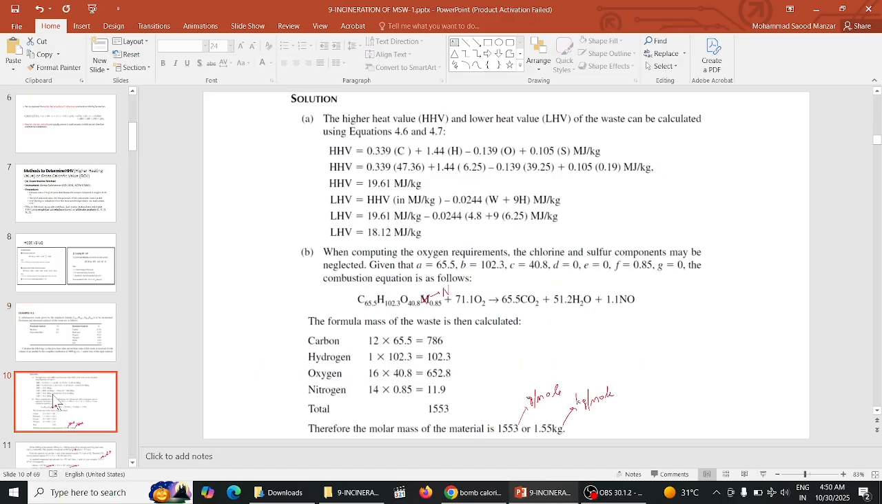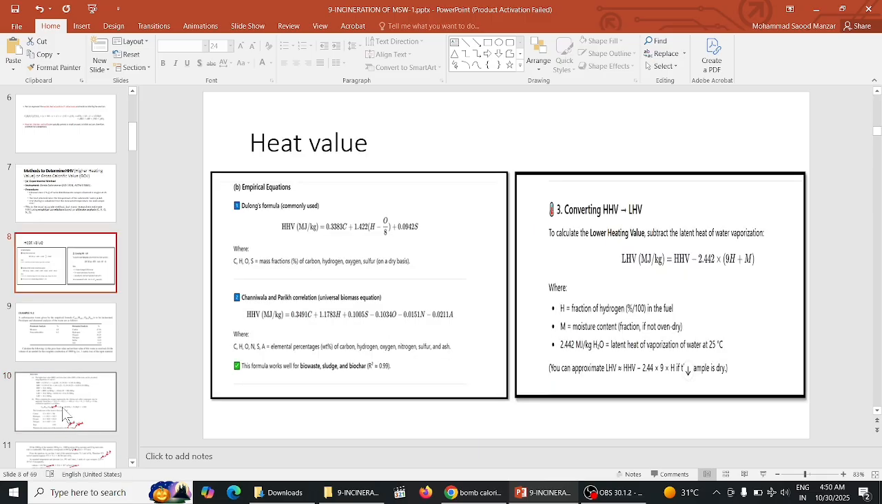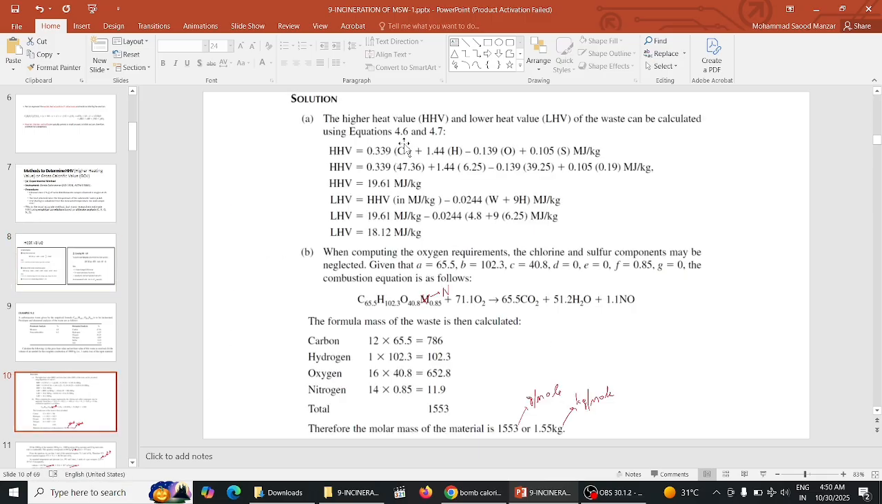Okay, so now for HHV, we will use this equation and substitute the values of carbon, hydrogen, oxygen and sulfur. So we are getting this value as 90.61. I have already validated it. And LHV is the HHV minus this term, which comes from dividing by 100, I mean the moisture and the hydrogen.